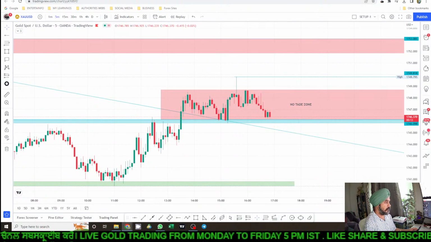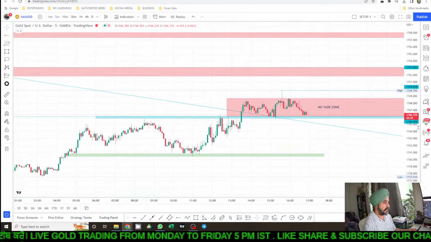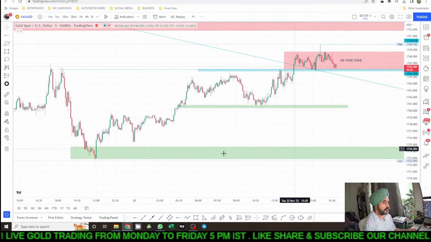Here 1732 is a resistance area. No, it's a support area. It's a support area, Sumra.